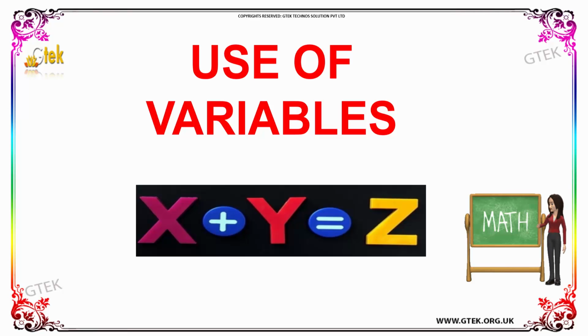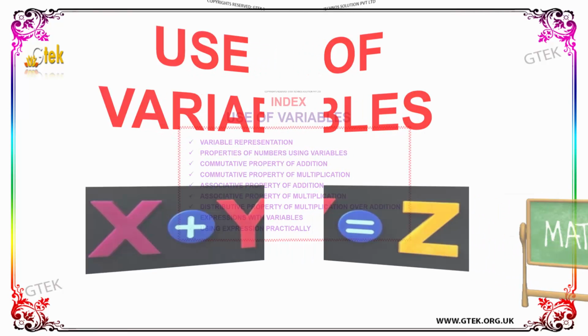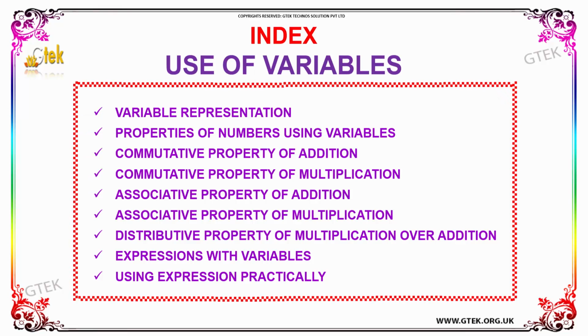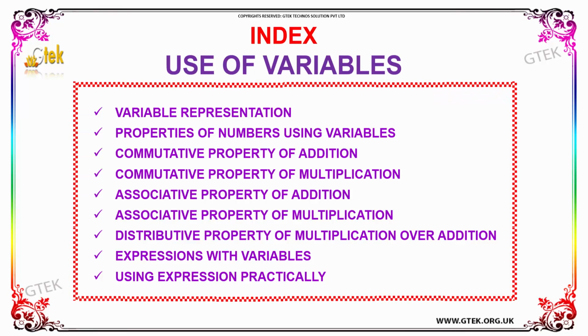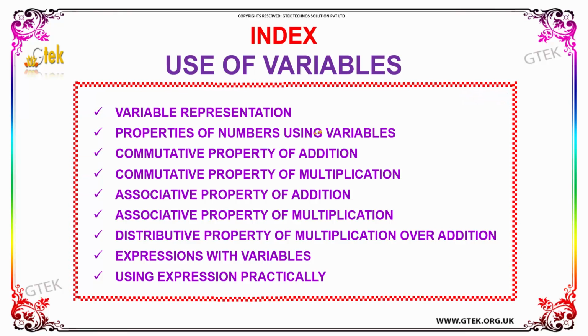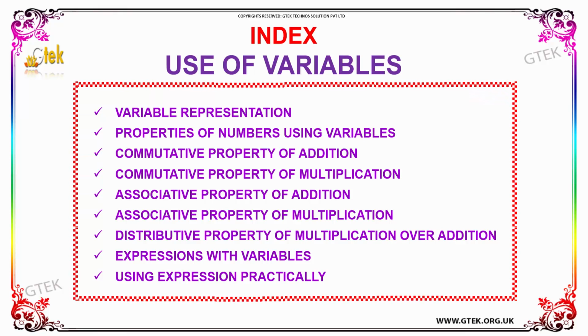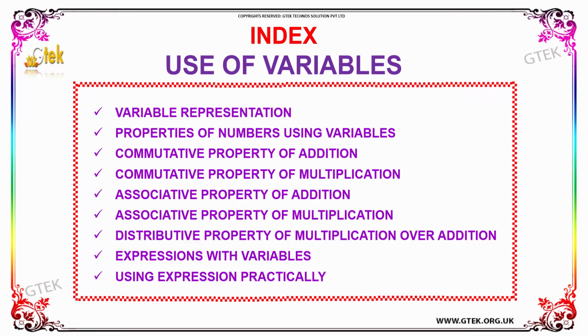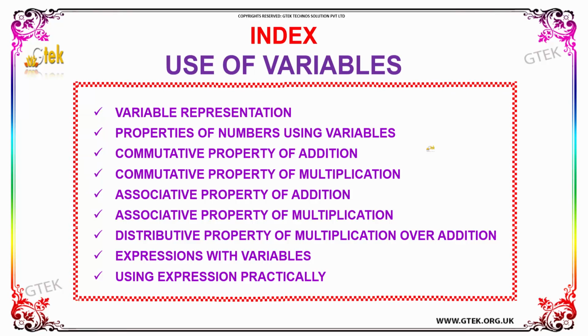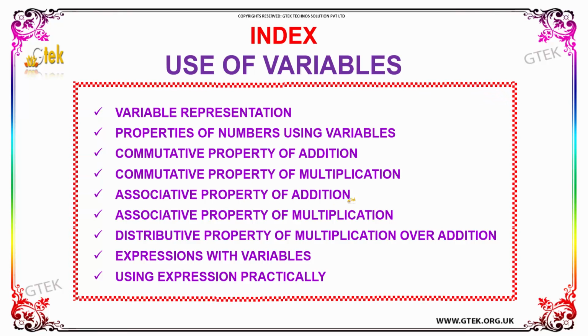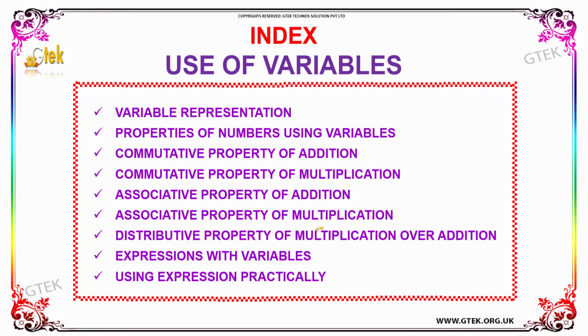Now let's discuss the use of variables in algebra. The topics we are going to cover in this video are variable representation, properties of numbers using variables, followed by the commutative property of addition. Along with that, we'll be dealing with the commutative property of multiplication, followed by the associative property of addition and multiplication, and then the distributive property of multiplication over addition.